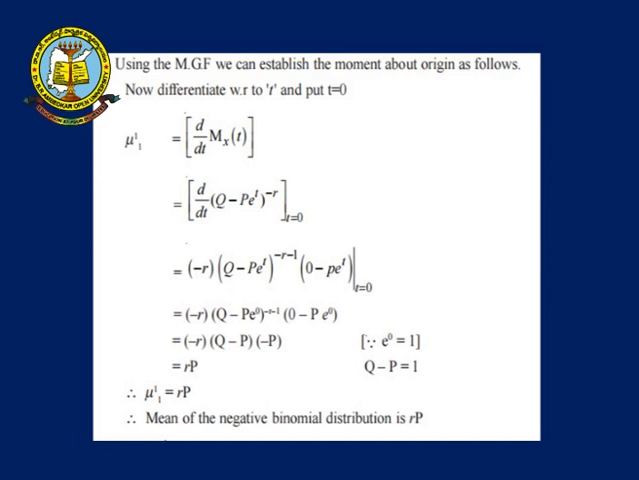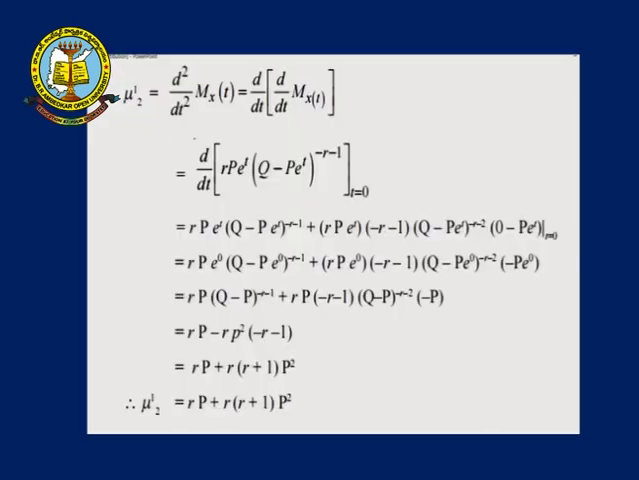Therefore, the mean of the negative binomial distribution is rP. Then we can find the second order moment, which is mu 2 dash. What does mu 2 dash mean? We differentiate the moment generating function with respect to t two times, that is d square by dt square of M_X(t).